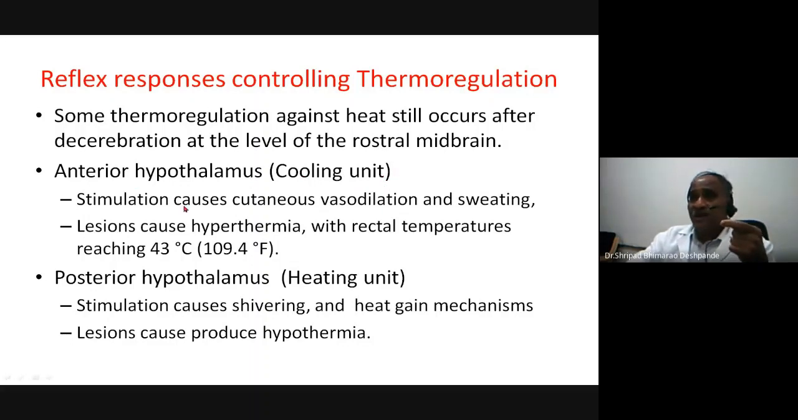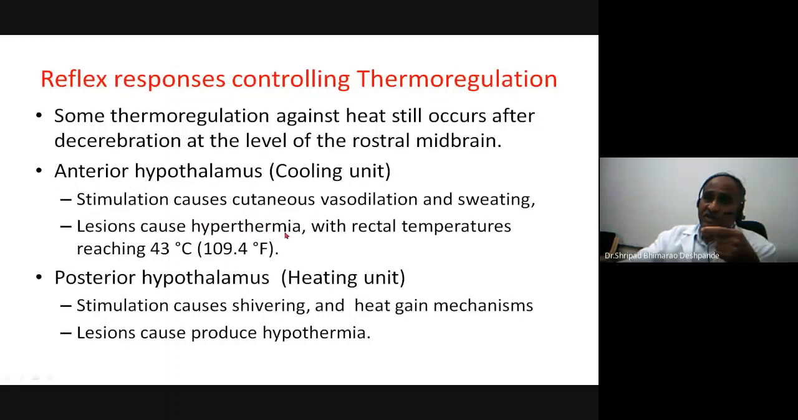Now coming back here, I told you the anterior hypothalamus is a cooling unit. Now what happens if I increase the activity of the cooling unit? That is a stimulation. Stimulation causes cutaneous vasodilatation and sweating mechanisms. By doing so, there will be a loss of heat. So that means the cooling unit is operating very well. Now if the cooling unit fails, or it is cut off, lesions of the anterior hypothalamus produce hyperthermia because there is no cooling. Heat accumulates. The calories keep on accumulating.